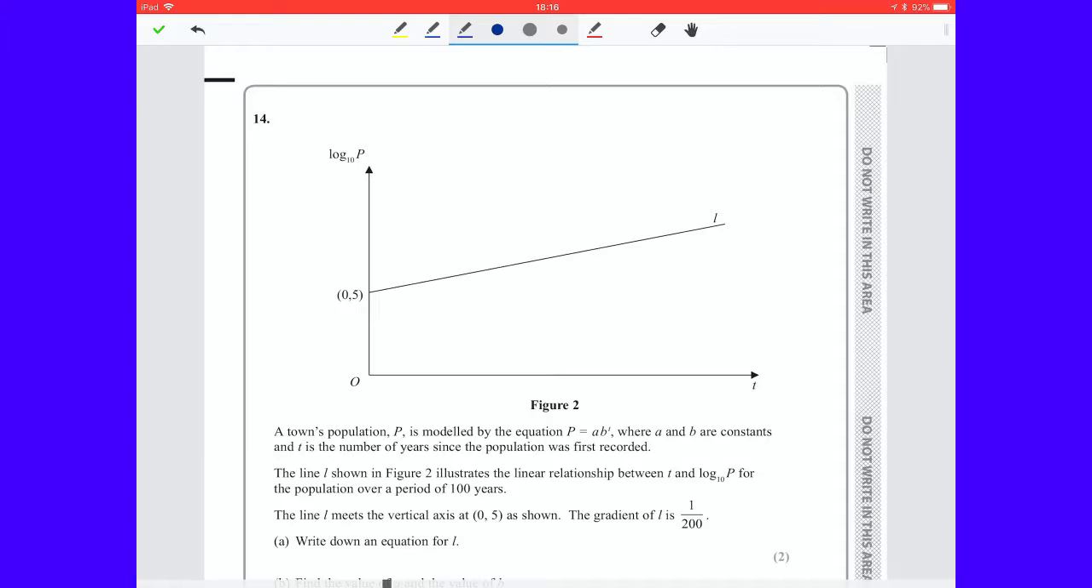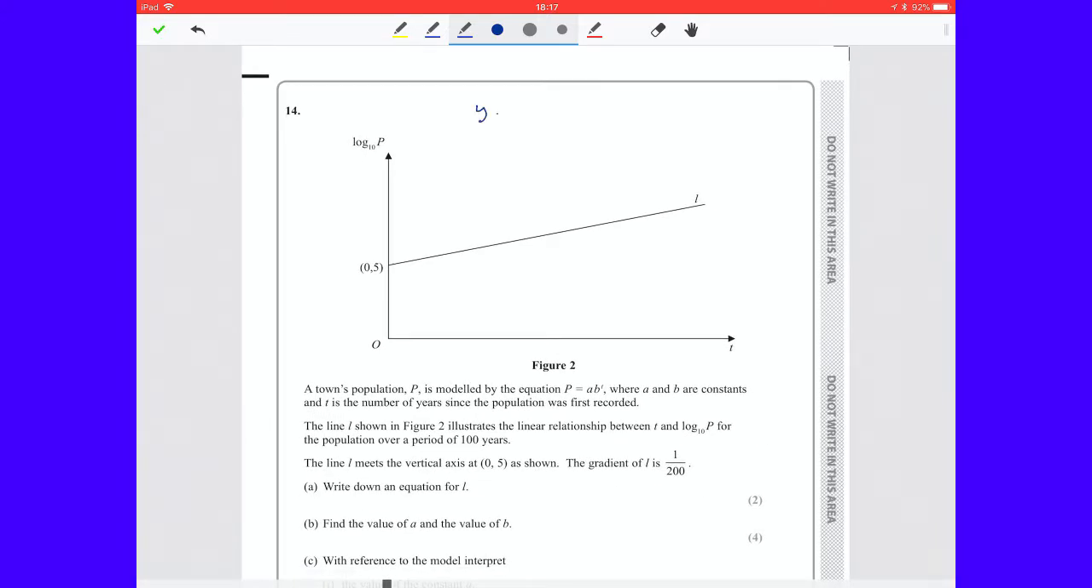Question 14. A town's population P is modelled by the equation P equals AB to the power T, where A and B are constants and T is the number of years since the population was first recorded. The line L illustrates the linear relationship between T and log P for the population over a period of 100 years. The line L meets the vertical axis at 0.5 and the gradient of L is 1 over 200. Write down an equation for L.